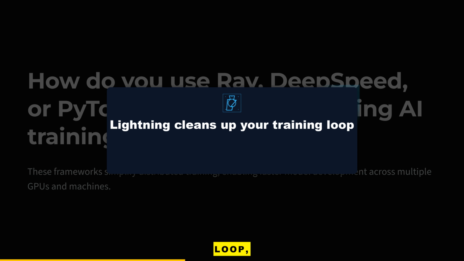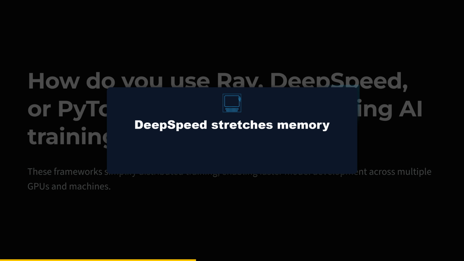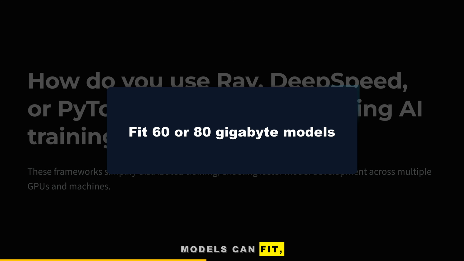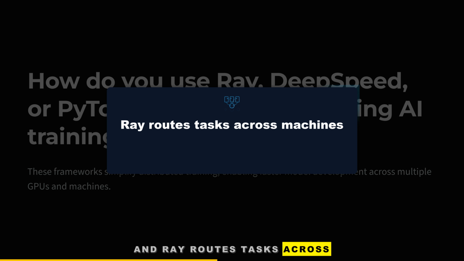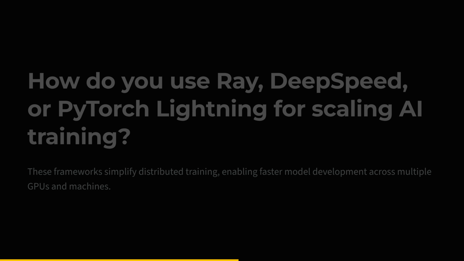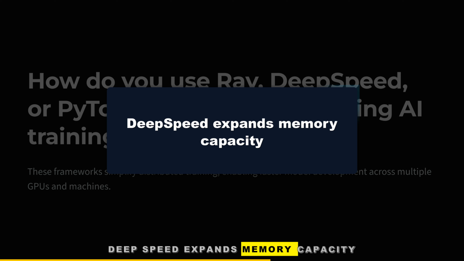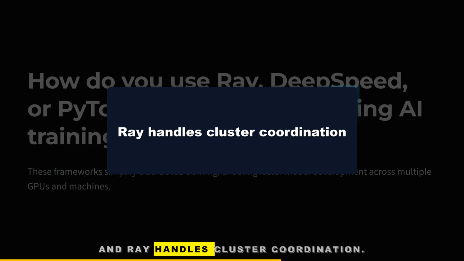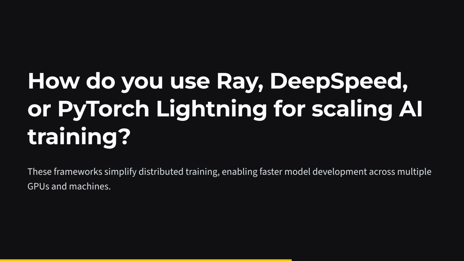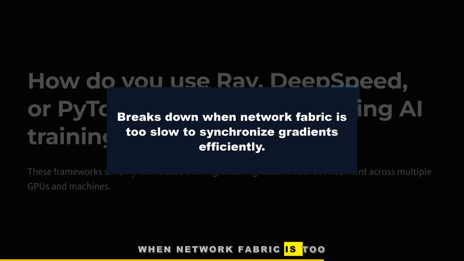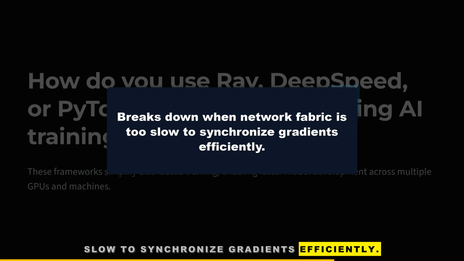Lightning cleans up your training loop. DeepSpeed stretches memory so 60 or 80 gigabyte models can fit. And Ray routes tasks across machines like a station manager directing trains. A strong interview comparison is Lightning simplifies code, DeepSpeed expands memory capacity, and Ray handles cluster coordination. Interviewers may ask where this approach struggles, and you can confidently say it breaks down when network fabric is too slow to synchronize gradients efficiently.